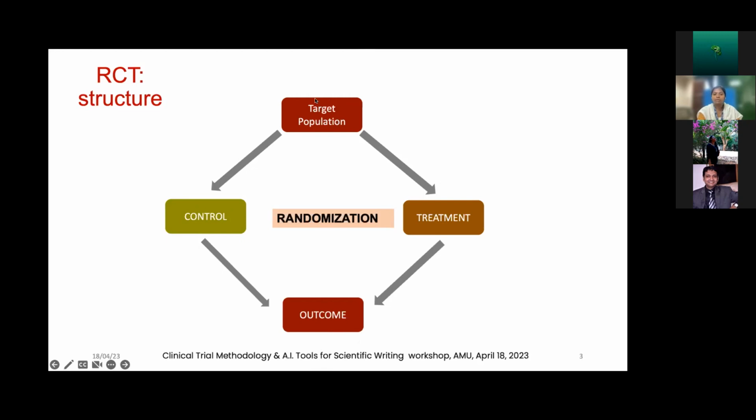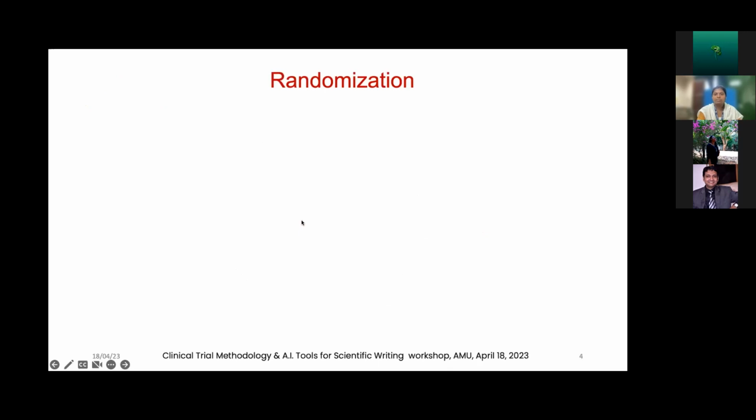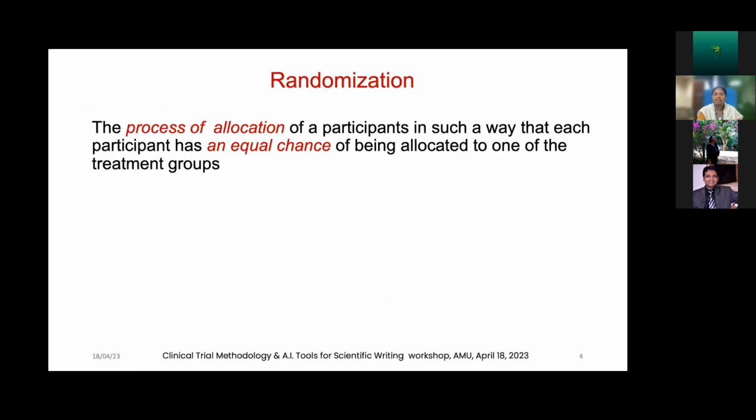So you have a target population, and how are these participants assigned? The process that helps in assigning participants to either the control arm or treatment arm is where your randomization comes in. Okay, so let's go in depth. What exactly does it mean? When I say randomization, it means the process of allocation of participants in such a way that each participant has an equal chance of being allocated to one of the treatment groups, either of the arms.